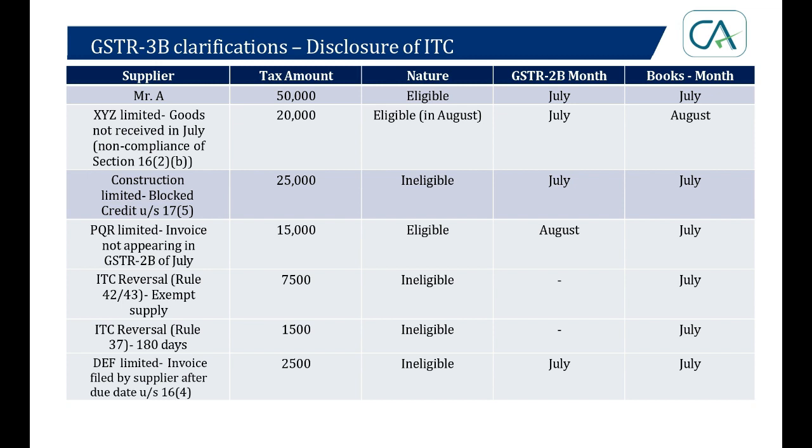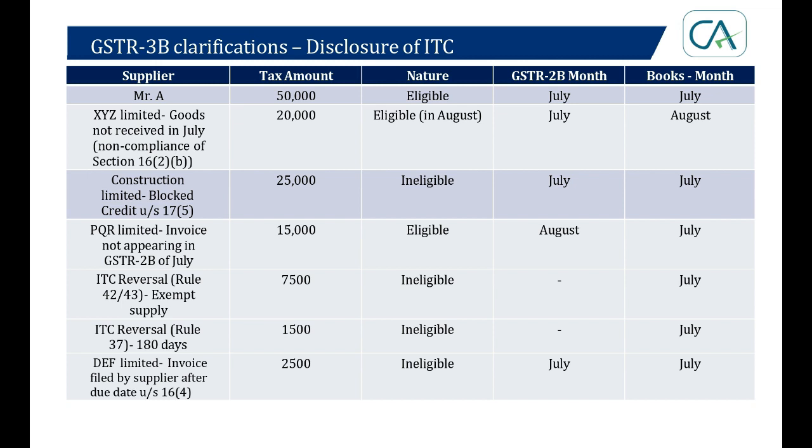Then the fourth invoice does not even appear in GSTR-2B. For instance, this particular supplier is a bit lazy. He's PQR Limited. He files his July GSTR-1 after the 11th of August cutoff due date. He files it on the 15th or 16th of August. So this particular invoice will not appear in GSTR-2B for the month of July for the recipient.